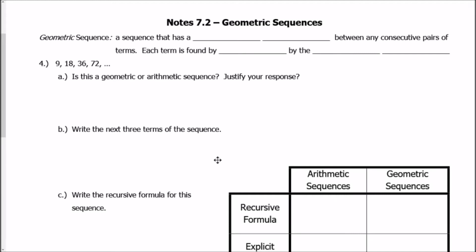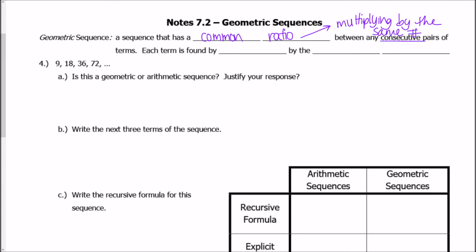Hi everyone. Note 7.2 is on geometric sequences, which is a continuation from what we did in note 7.1. So a geometric sequence is a sequence that has a common ratio. This time, instead of adding the same number, we're multiplying by the same number, okay?